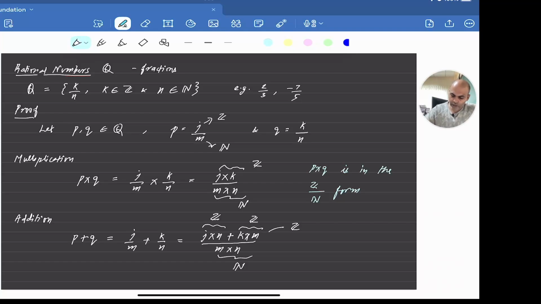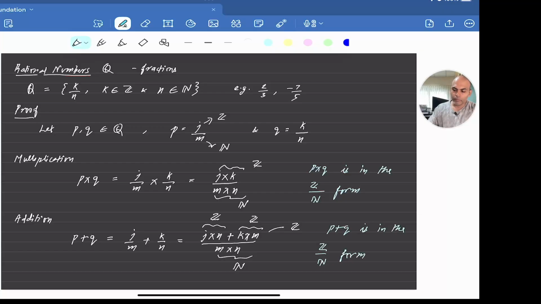So once again, we see that P plus Q is in the Z by N form.